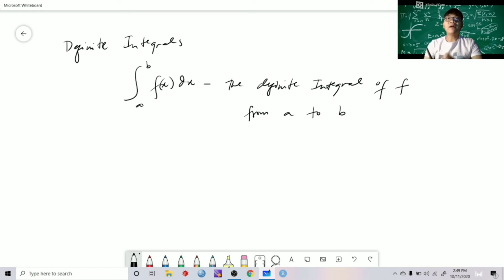Now, to evaluate this definite integral, we need to first find its antiderivative, or what we call the indefinite integral of f. After we evaluate the indefinite integral of f, we plug in the upper limit of the integration to the antiderivative, minus the lower limit.